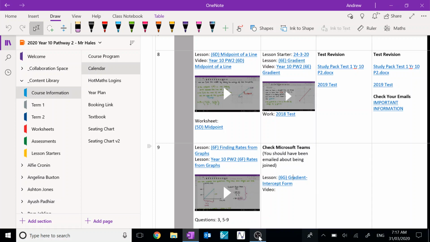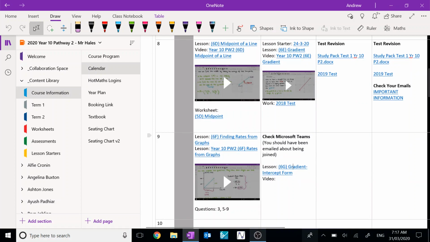Hey guys, checking in again. So today's lesson we're going to go into the gradient intercept form of a line.